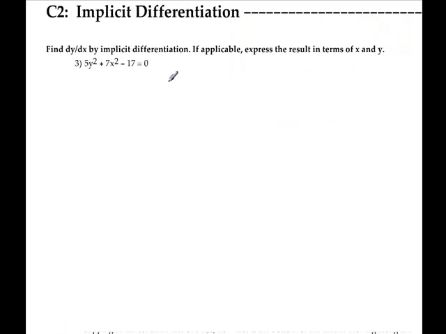Number three, we're finding a derivative here by implicit differentiation. So let's go ahead and derive. The derivative of 5y squared is 10y, but that y is a function of x, so we've got to multiply by its derivative, plus 7x squared, the derivative would be 14x. The derivative of 17 is 0, and the derivative of 0 is still 0.